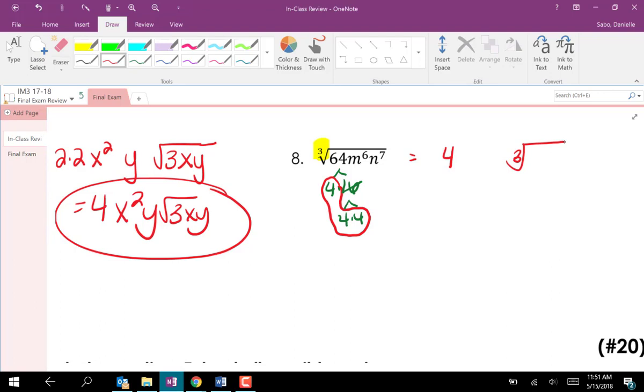M to the 6. How many times can I pull out groups of 3? 2 times. Here's why. Because 6 divided by 3 is 2.